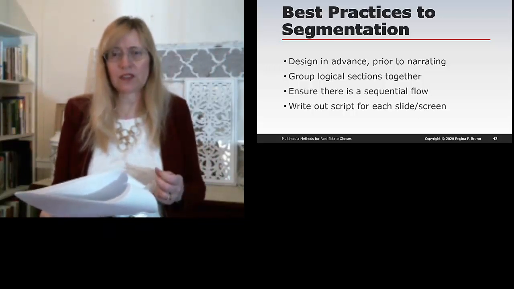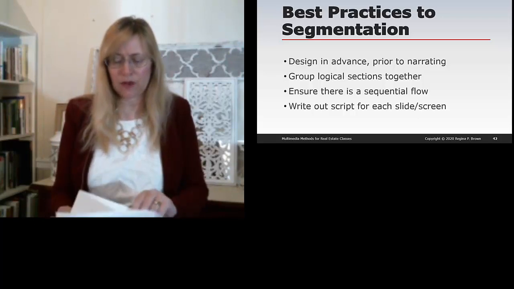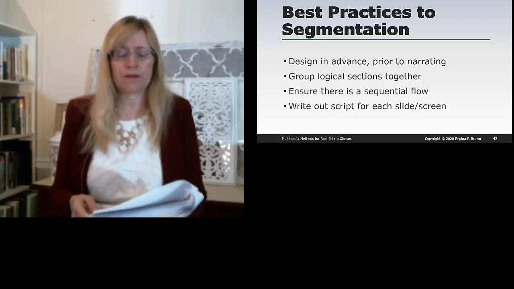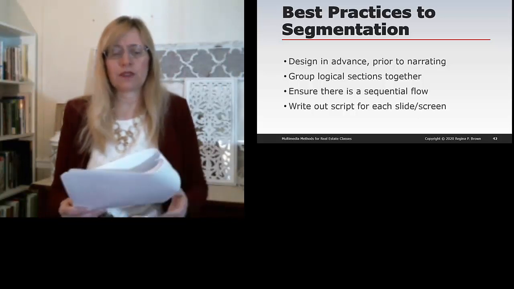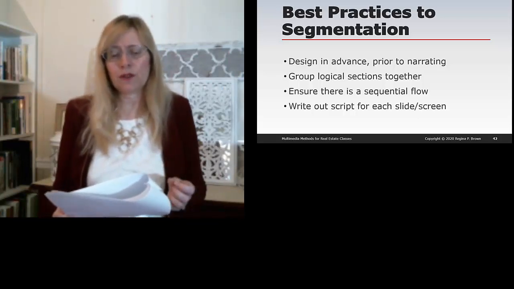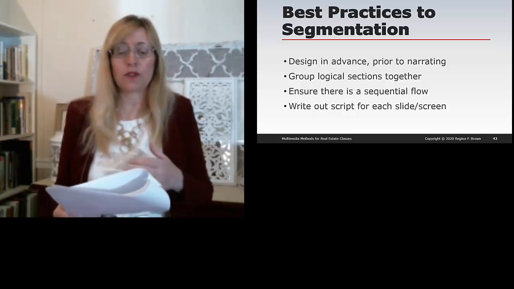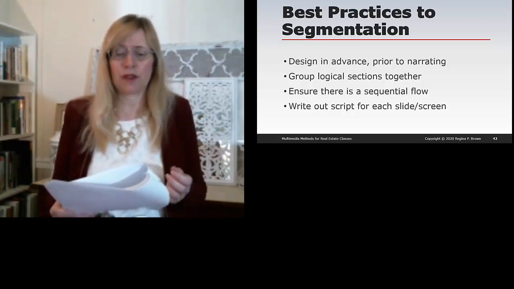Logically cohesive sections need to be grouped together to help students comprehend each section before moving on to the next one. When attempting to enhance the learner's educational experience, the course designer must plan carefully to accommodate students' needs, while not overloading their short-term memory.